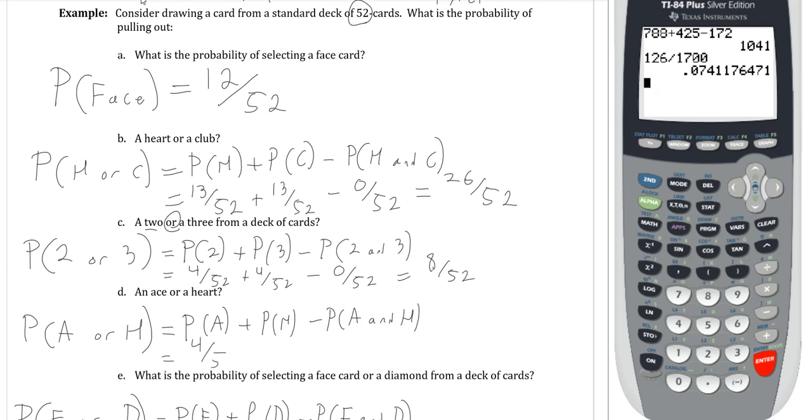So therefore we have 4 out of 52 aces, 13 out of 52 hearts. You'll notice 4 and 13 are very common numbers to use here. Minus the one card out of the 52 cards that shares both those qualities. That gives us 4 plus 13 is 17, minus 1 is 16 out of 52.